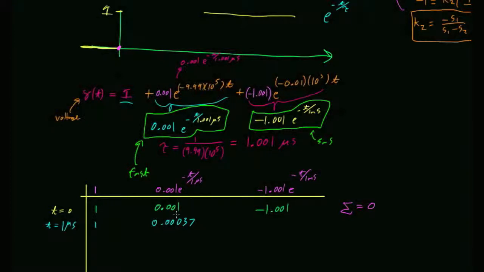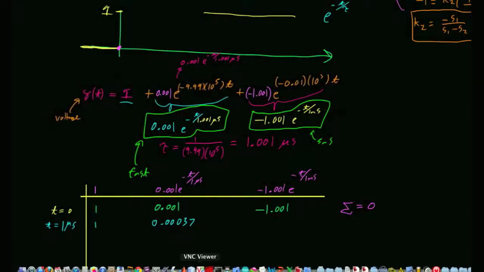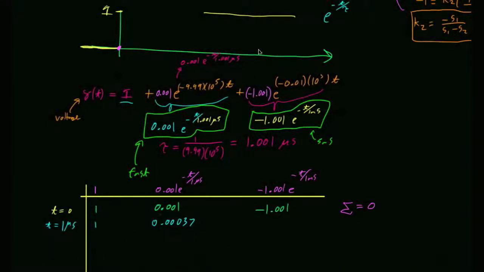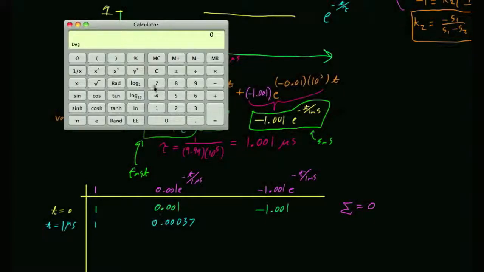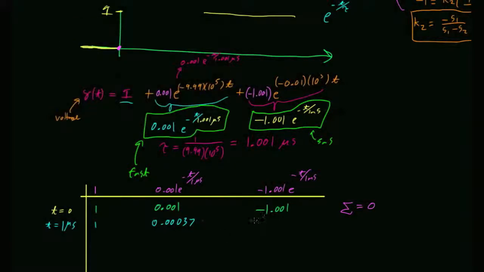Or maybe I'll try that. Okay, so I'm going to take 0.001 times e to the minus 1 microsecond divided by 1 microsecond. Okay, I got pretty close. 0.000367. All right. So all I'm doing is I'm subbing in 1 microsecond in here, and I get that number. What about this term? What's this term going to donate?